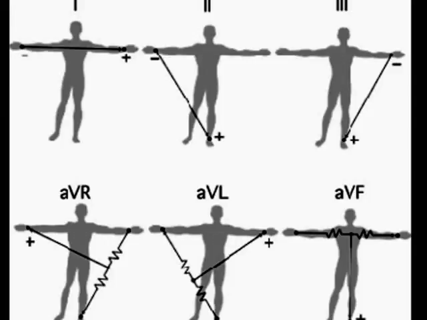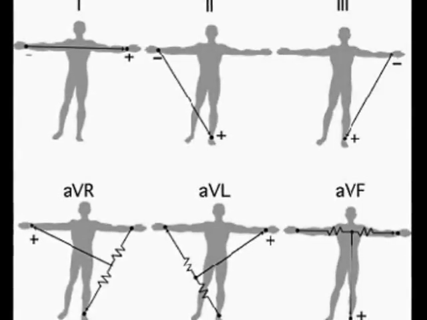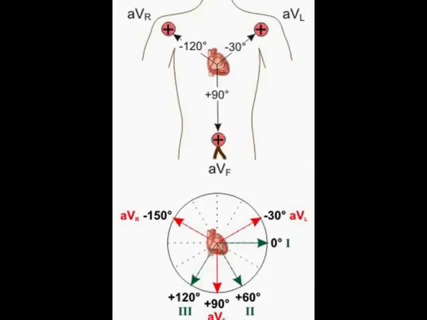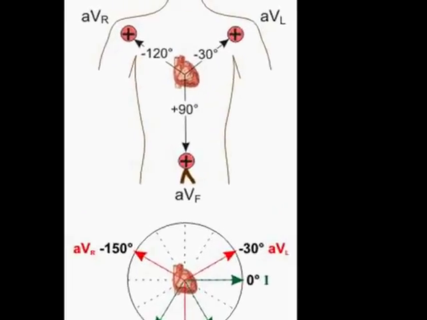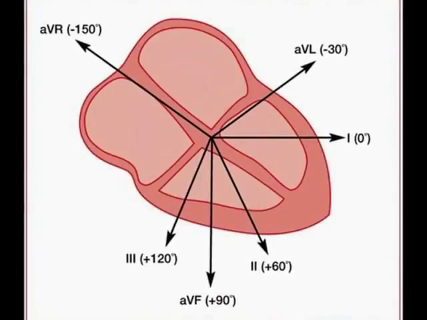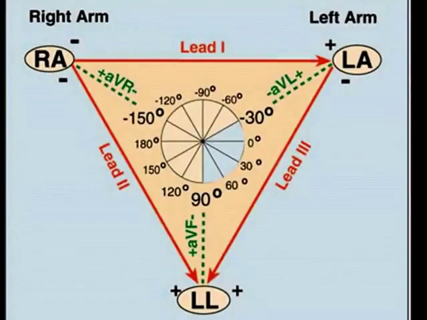So, again, these leads give us basically different views of the heart. So, for example, lead 1, AVL, and the precordial chest leads V5 and V6 look at the lateral aspect of the left ventricle. Whereas lead 2, lead 3, and lead AVF look at the inferior aspect of the left ventricle. V1, V2 look at the septal region of the left ventricle, and V3 and V4 look at the anterior left ventricle.